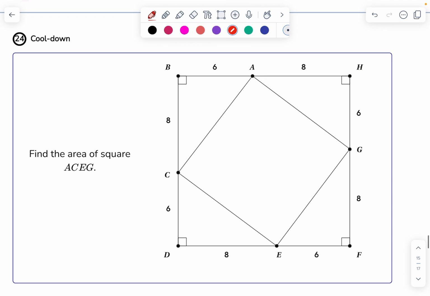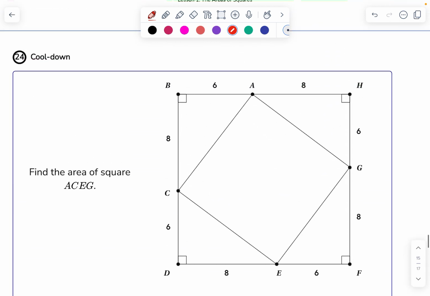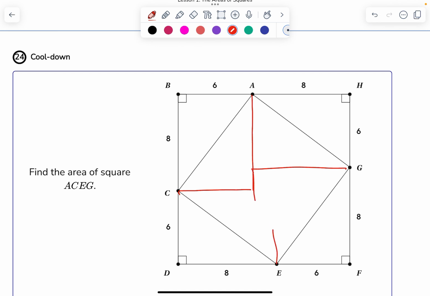Now it's time for your cool down. For your cool down, you will get your paper handed out to you. And again, you will begin to section off and look for rectangles and squares within the shape.